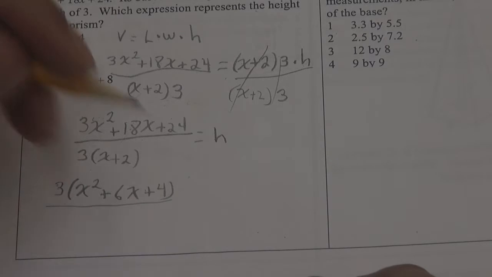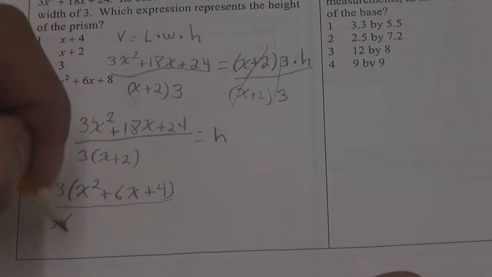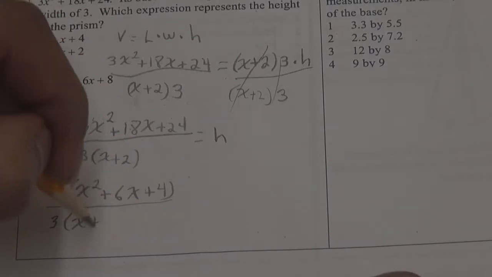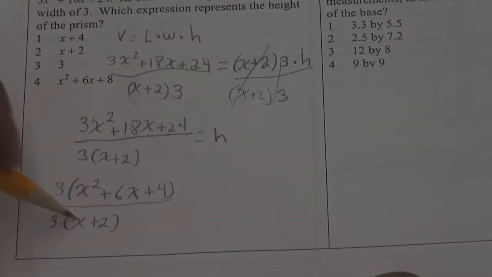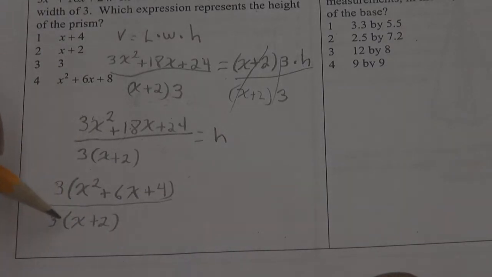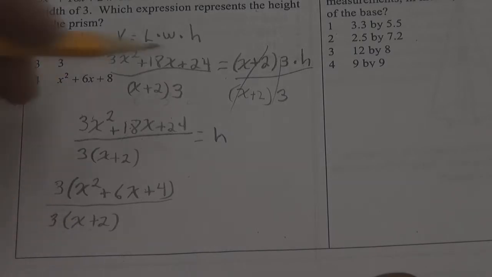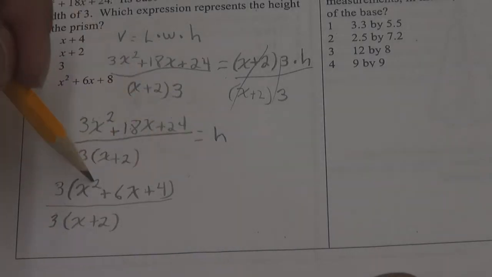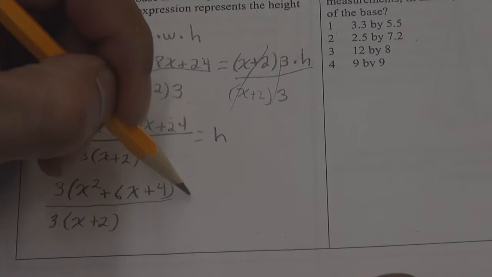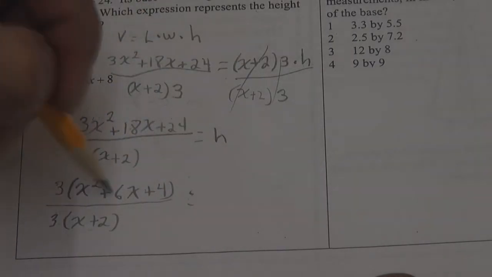Now that is divided by 3 times x plus 2. Notice that I'm not multiplying. I'm not using the distributive property. Why? Because this looks like some type of factored form. So then I'm going to look for the same thing on top. All right, so let us continue.